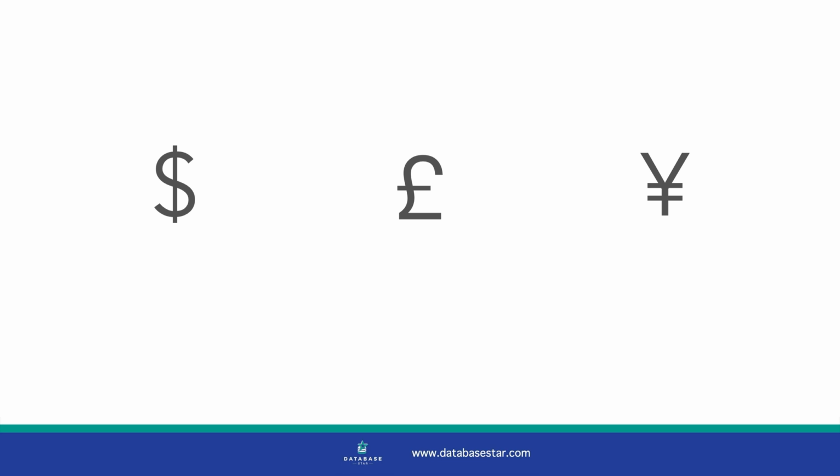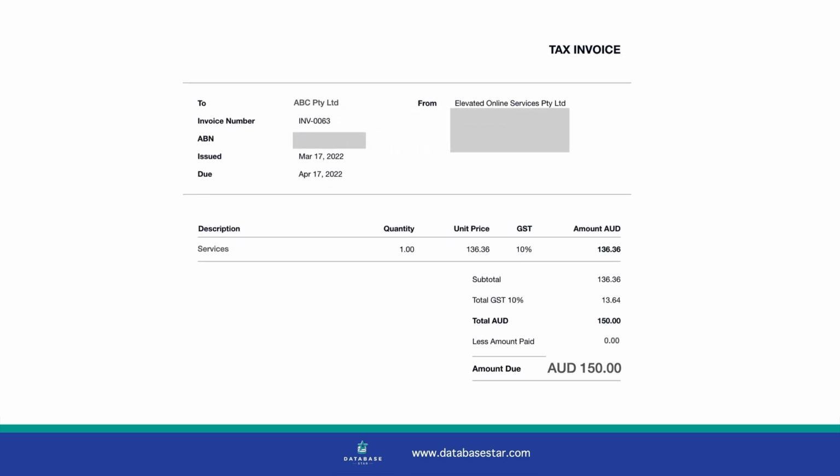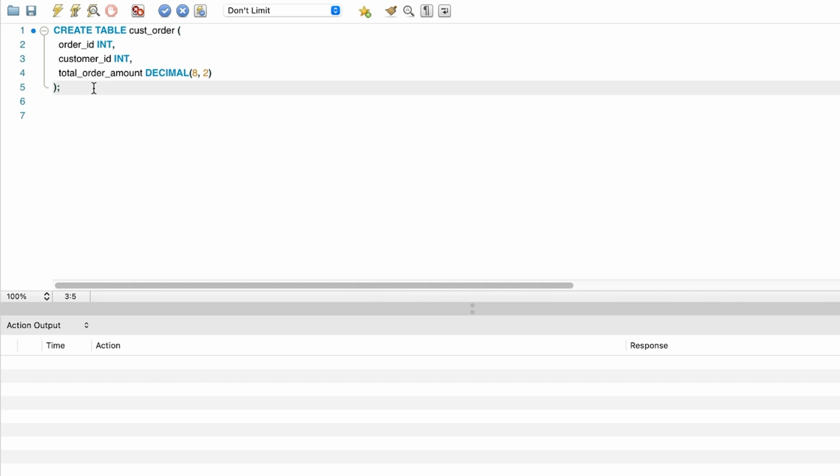You're probably thinking this makes sense, but there is an issue with this. We'd store something like a total order amount as a dollar value with cents stored in the decimal part. Let's see an example in SQL. We'll create a table to represent a customer's order in a fictional store.